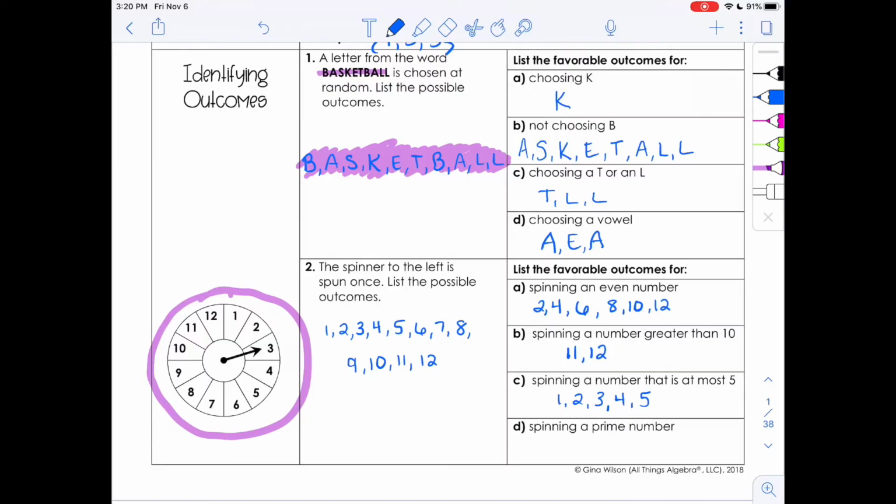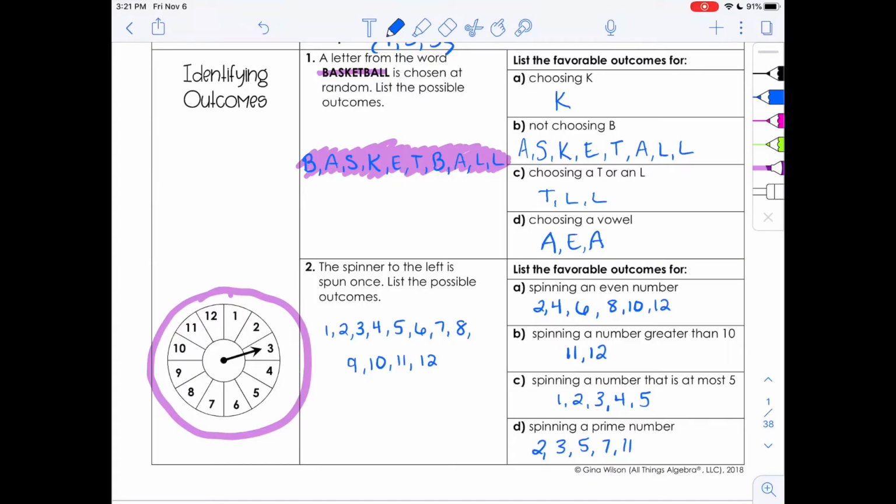And then D, spinning a prime number. So again, we do need to remember what a prime number is. Remember, a prime number is a number that only 1 and itself will divide into. So taking a look at our spinner, 2 would be on our spinner and it's a prime number. 3, 5, 7, and 11. Those would all be favorable outcomes of spinning a prime number.